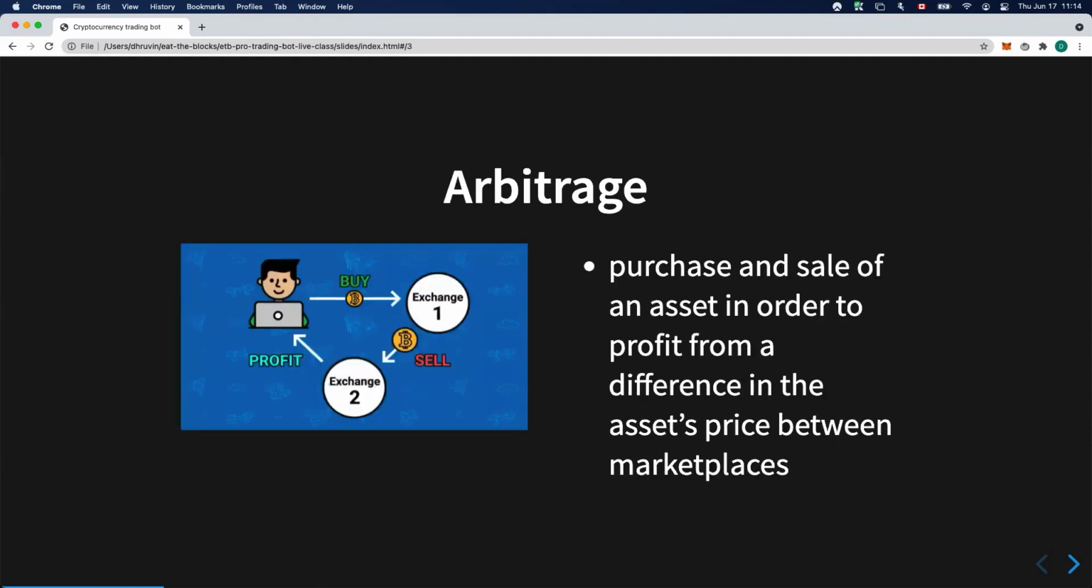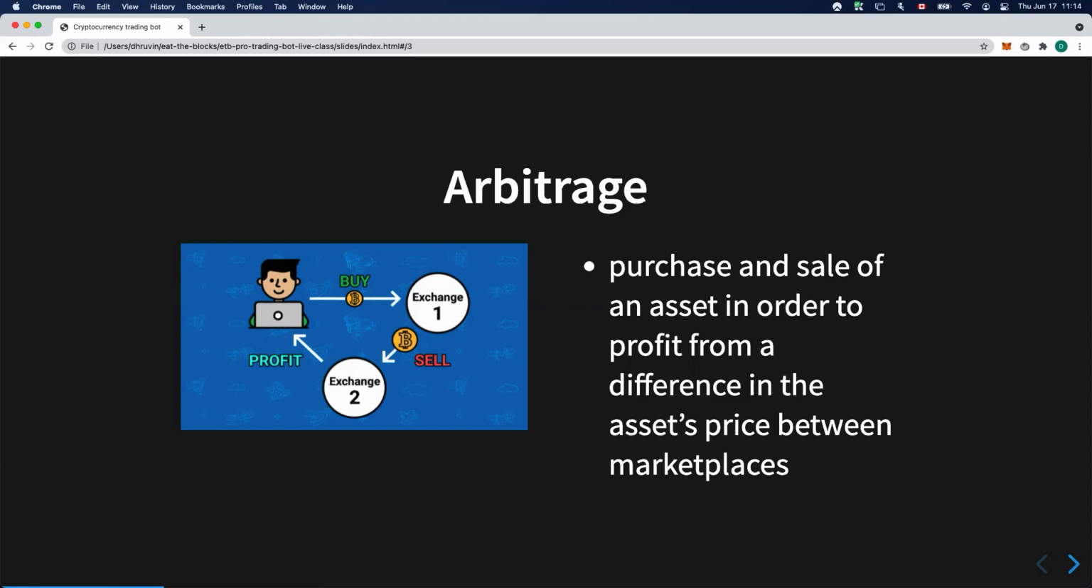So let's start with a very popular term that is being used nowadays in the trading space. Arbitrage is something which has been used in traditional finance as well, but in cryptocurrency exchanges, we do have an opportunity to arbitrage. However, nowadays arbitrage has become a little bit difficult because there are lots of nodes which are doing this arbitrage. So what is arbitrage, right?